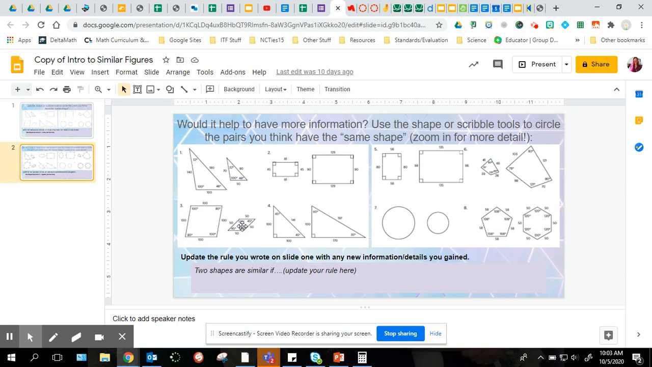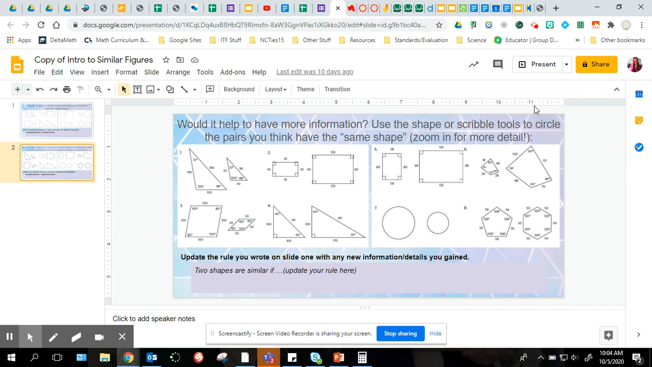If I look at 3, I can see I was right. They have different angle measurements. So I would say, yes, those are definitely not similar. 4, yep, I was right. These are the same, but the other two angles are not alike. So again, I would say that's not similar. Number 6, I can see that my side lengths appear to be proportional and my angle measurements are the same. So I would say number 6 is also similar.